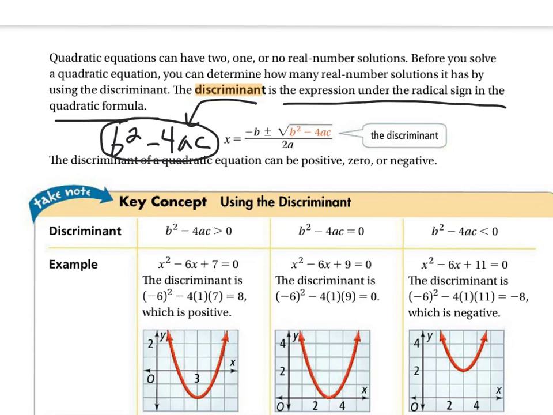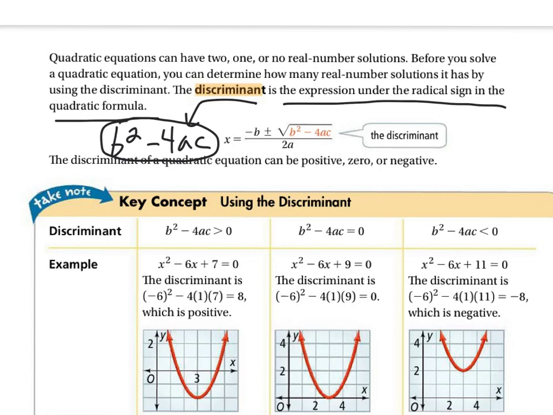And when we use the quadratic formula, the discriminant might be positive, it might be 0, or it might be negative. And the discriminant actually determines how many solutions we have, or zeros, or roots, or whatever we're going to call them, x-intercepts, okay?